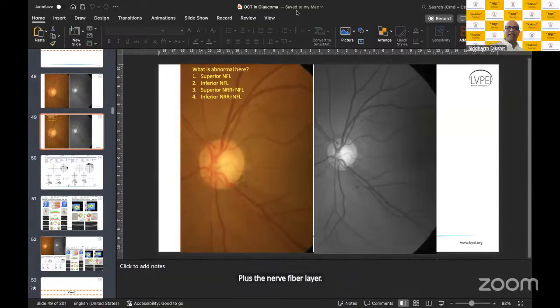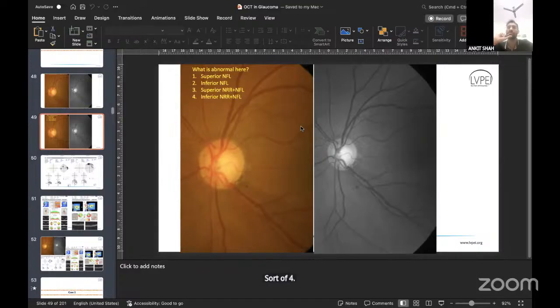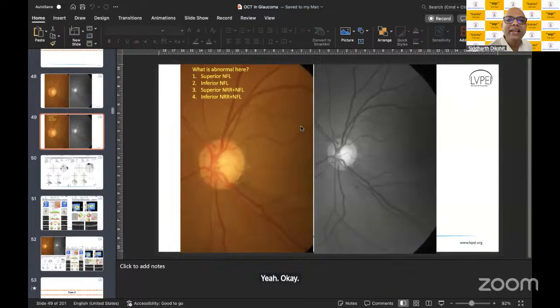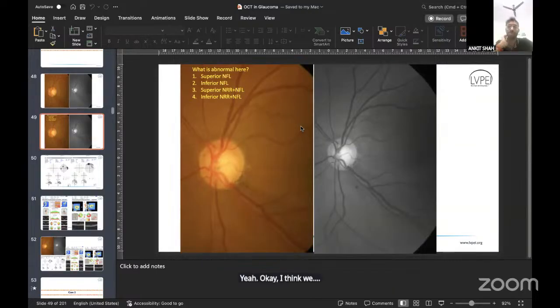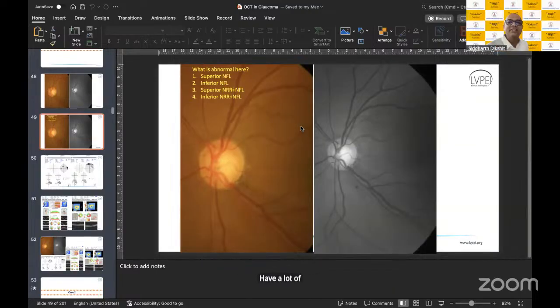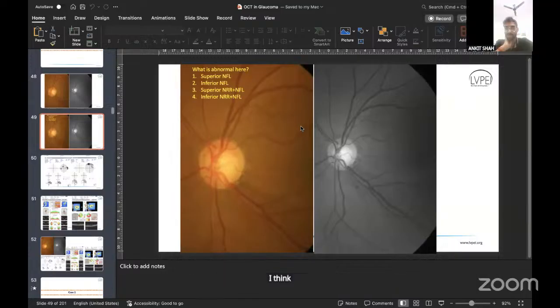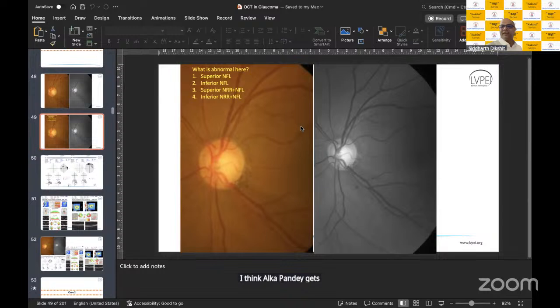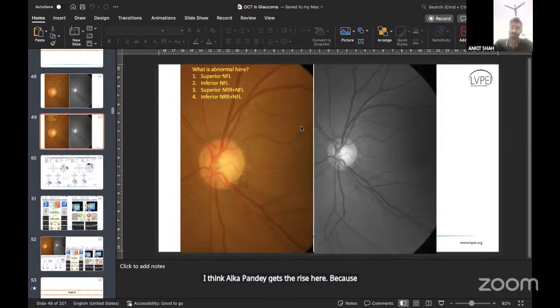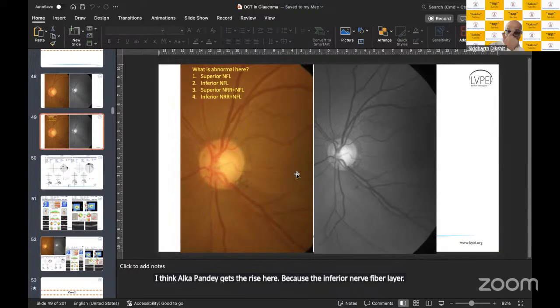Let's see who is getting it right. So you have to answer 1, 2, 3, 4, right? Yeah. Sir, 4. Okay. I think we have a lot of correct answers, and I think Alka Pandey gets the prize here. Yeah. Because the inferior nerve fiber layer as well as the neuroretinal rim. Alka, can you unmute yourself?